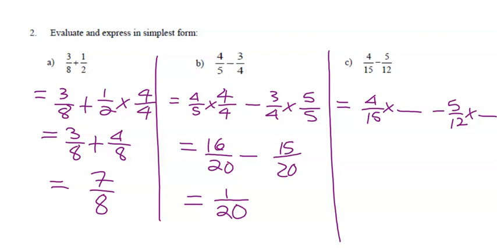What's the lowest common denominator? So start with 15. Does 12 go into 15? No. 30? No. 45? No. 60? Yeah. Okay, so we're going for a 60 in the denominator. You got to figure out, what do I multiply 15 by in order to get 60? And what do I multiply 12 by in order to get 60?